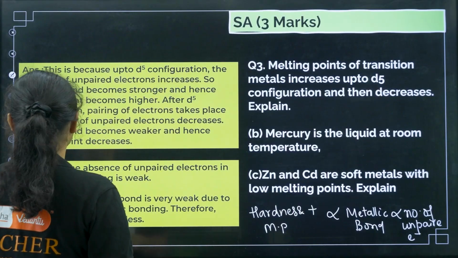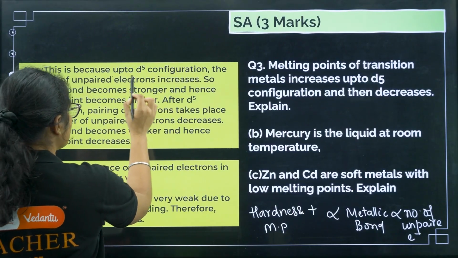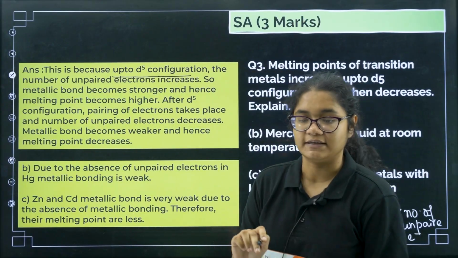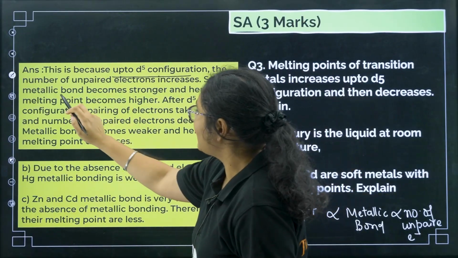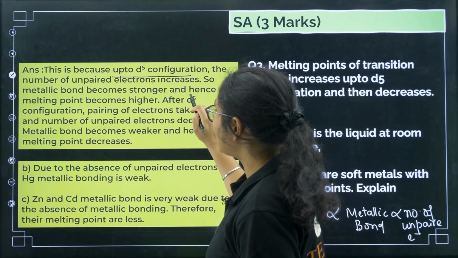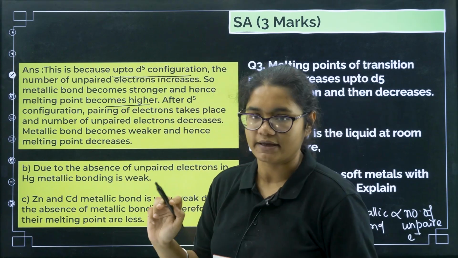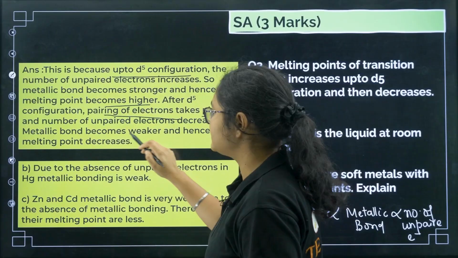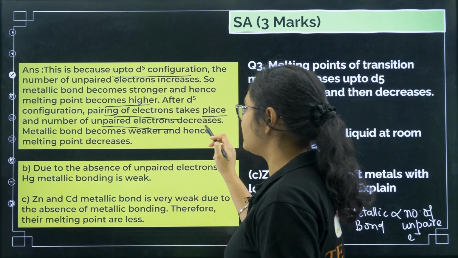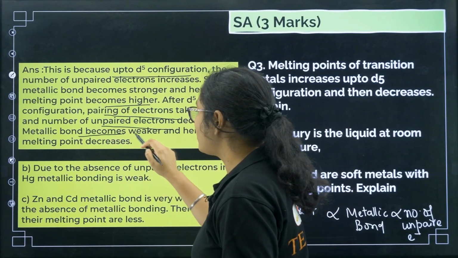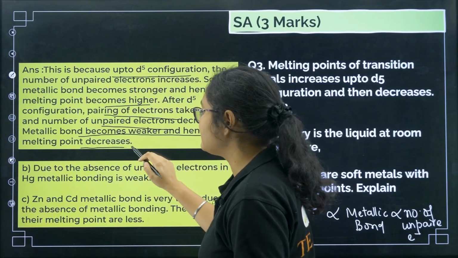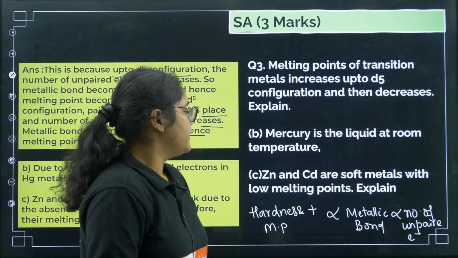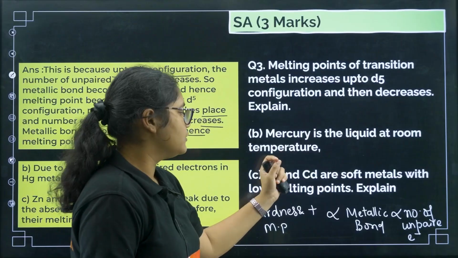You can see this is because up to D5 configuration, the number of unpaired electrons increases, right? So metallic bond becomes stronger and hence the melting point becomes higher. After D5 configuration, the pairing of electron takes place and the number of unpaired electrons decreases. Metallic bond becomes weaker and hence melting point decreases. Okay, clear? Next, mercury is liquid at room temperature.